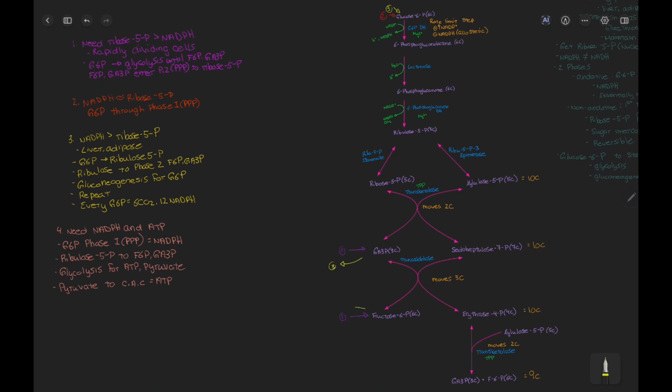The ribulose 5-phosphate will then go to ribose 5-phosphate and continue on until we get glyceraldehyde 3-phosphate and fructose 6-phosphate, which can go through gluconeogenesis to get more glucose 6-phosphate that will then go through the oxidative phase of the pentose phosphate pathway, repeating this cycle. With this, as a theoretical maximum when all carbons are oxidized, every glucose 6-phosphate will produce 6 CO2 and 12 NADPH.